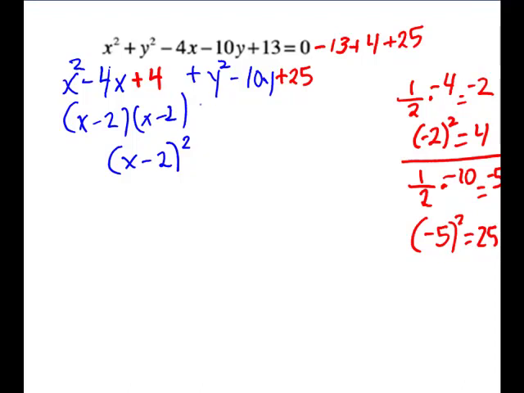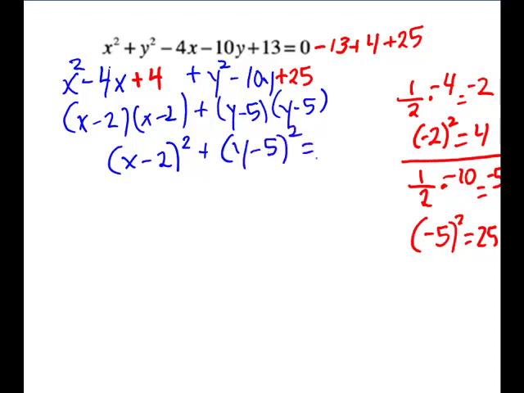So on the left here, this is going to factor to y minus 5, which is y minus 5 squared, right? And so I'm going to add these together. That looks like 29 minus 13, which should give me 16. And now I am in standard form.